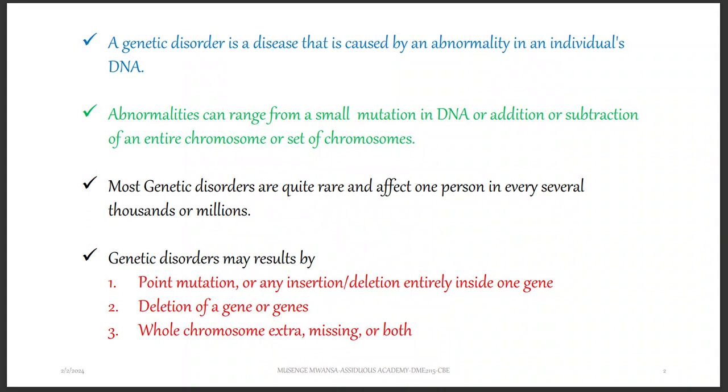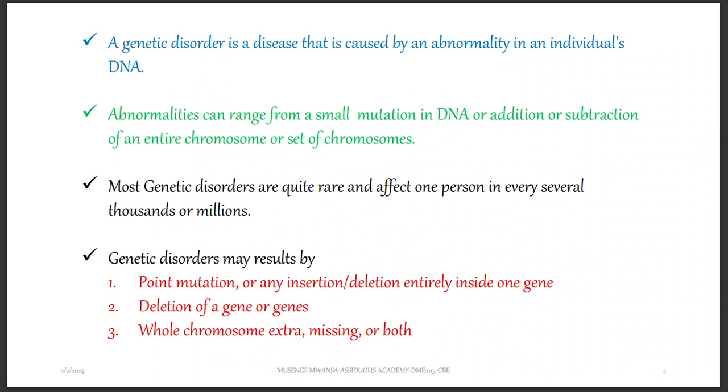Now, most of these genetic disorders are very rare, and they'll just affect one person in many thousands or millions. So what can cause genetic disorders? You can have a point mutation. Let's say, for example, in a DNA strand you're supposed to have adenine, and now you end up having guanine. That is a point mutation. There is a switching of a nitrogenous base.